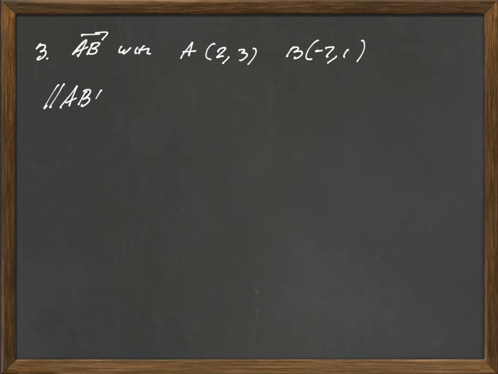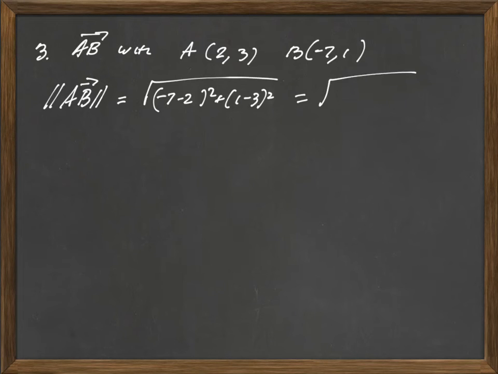You have vector AB with A is (2, 3) and B is (-7, 1). So the magnitude of AB is equal to the square root of (-7 minus 2) squared plus (1 minus 3) squared, which is the square root of -9 squared, which is 81, plus -2 squared, which is 4, which is the square root of 85. So that would be the answer to number 3.